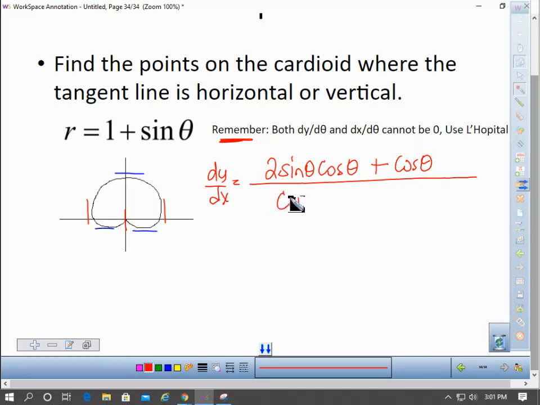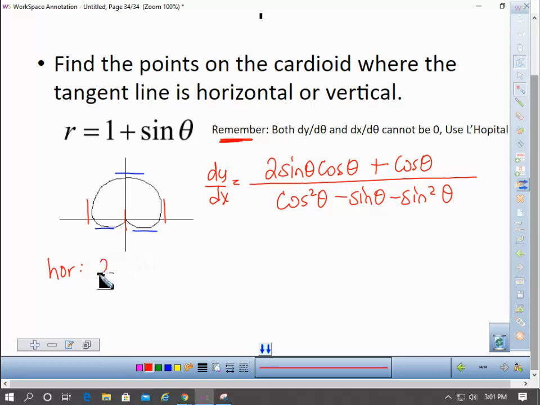And then the bottom was cosine squared minus sine squared. So that's what we just had in the previous problem just a few seconds ago. All right, so to do horizontal and vertical, we have to look at where the top and the bottom are 0. So to do horizontal, we want the top to be 0.